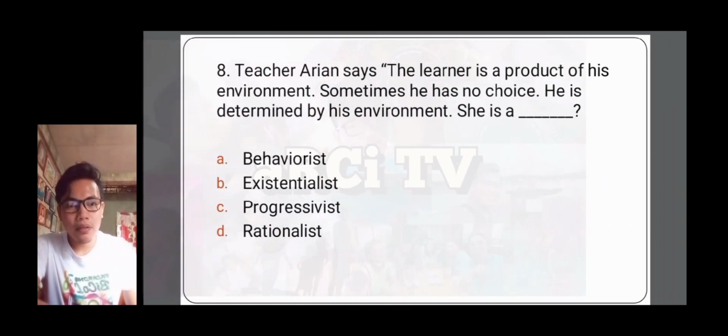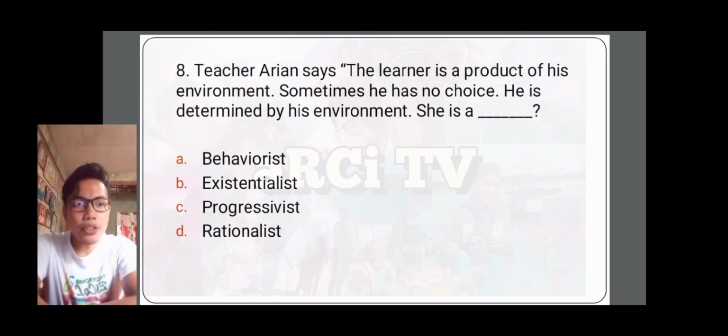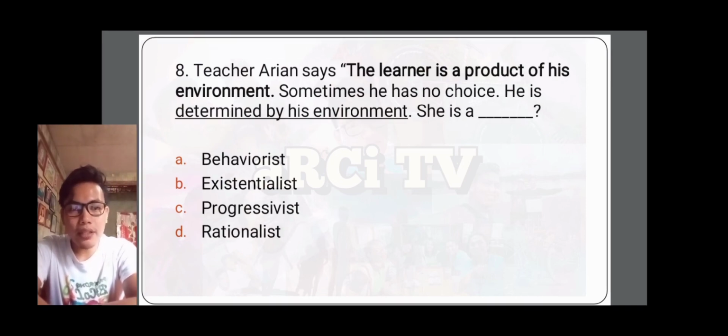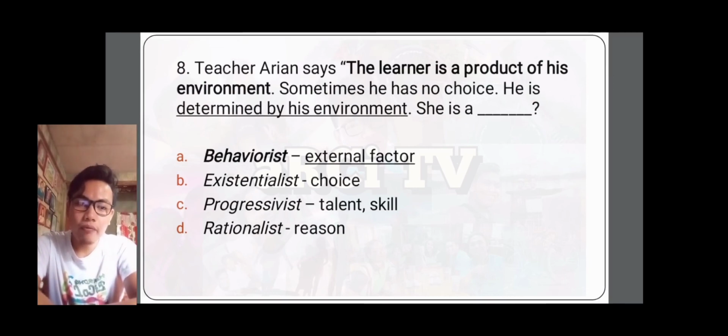Number 8. Teacher Arian says, the learner is a product of his environment. Sometimes he has no choice to determine, and he is determined by his environment. Again, the learner is a product of environment without even rationalizing this one. It's all about environment. So, the answer to this one is automatically behaviorist because it is external factors. We are talking about the behavior of the children based on the environment.